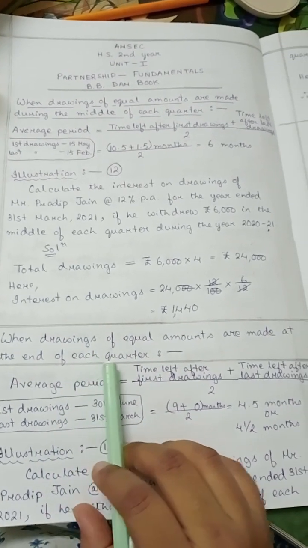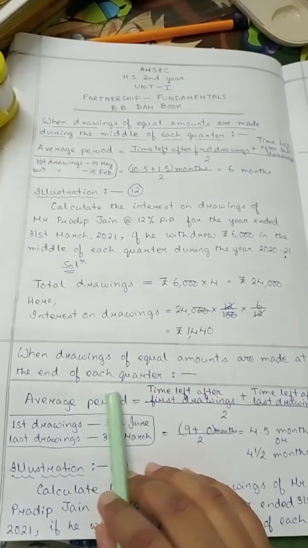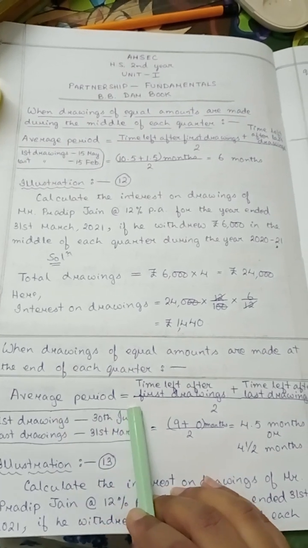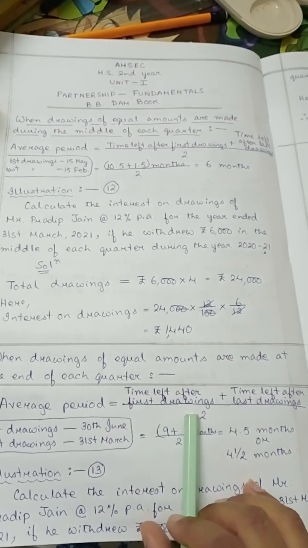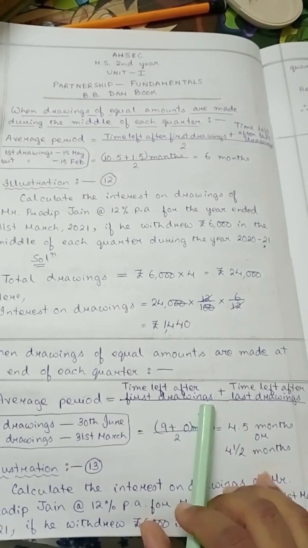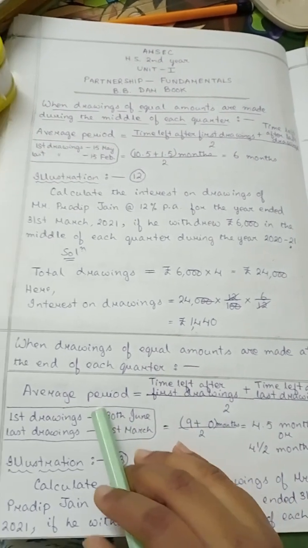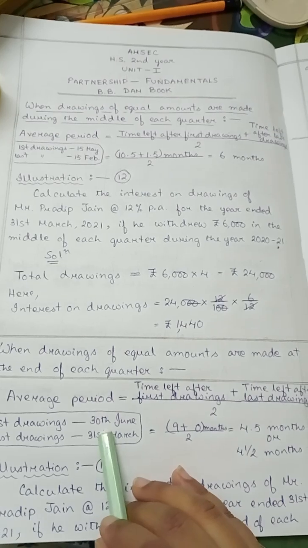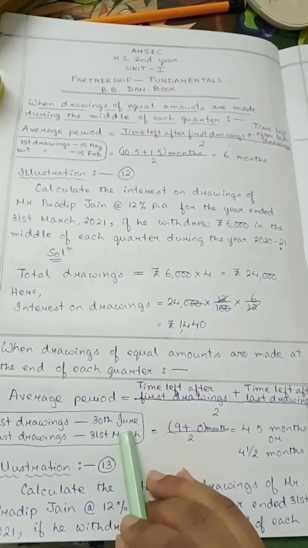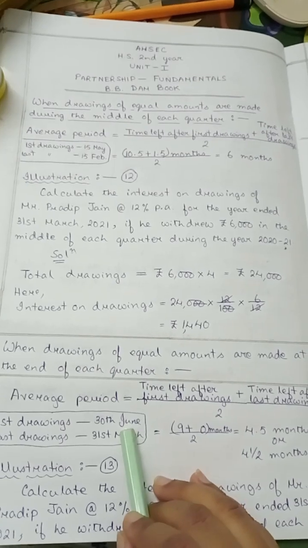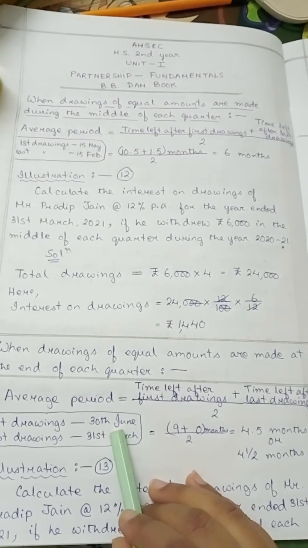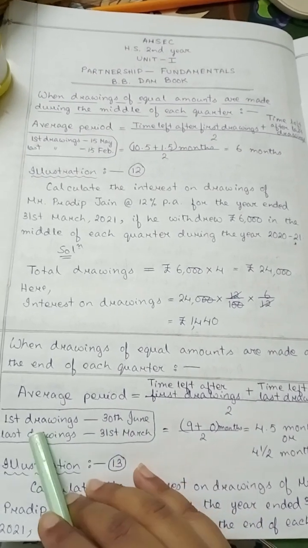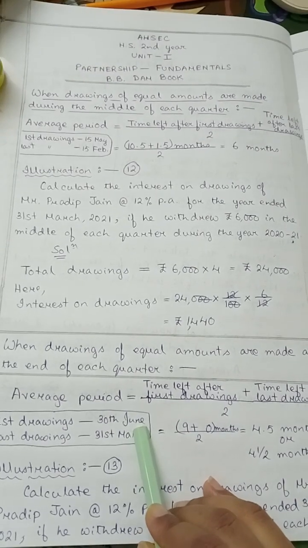So here, when drawings of equal amounts are made at the end of each quarter. So here average period equals, again the same formula, time left after first drawings plus time left after last drawings divided by 2. So first drawings is made on 30th June. If the accounting year starts from 1st of April, then June will be the last date of the first quarter. Yes or no? So 30th June, the first drawings is made.